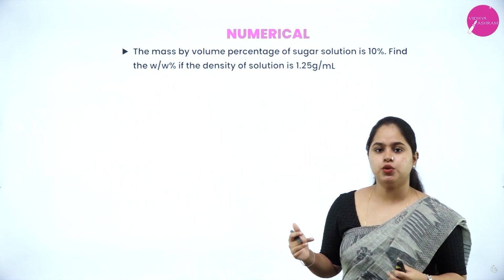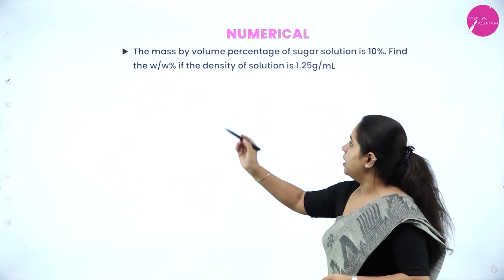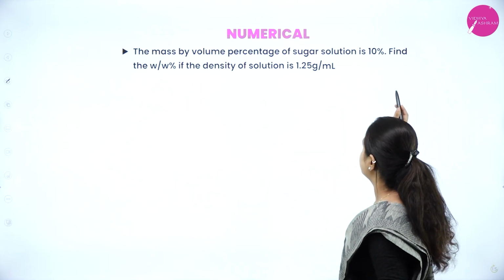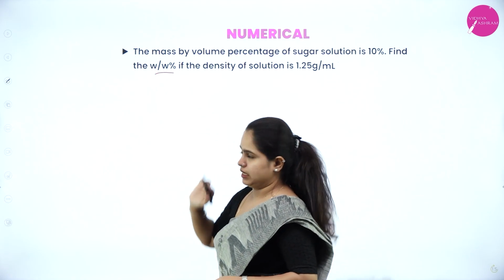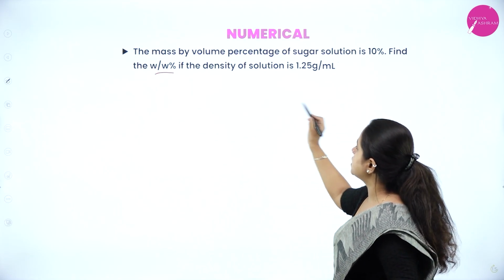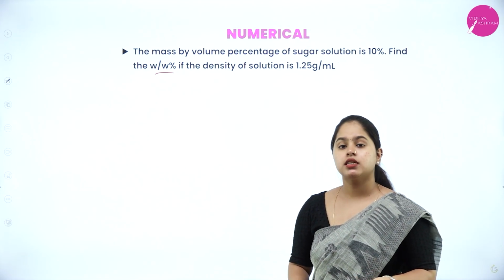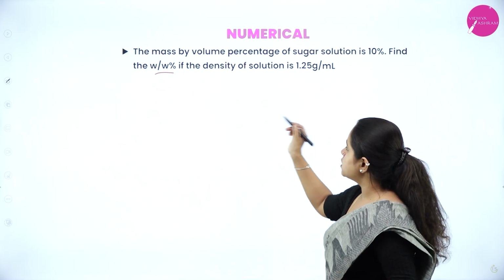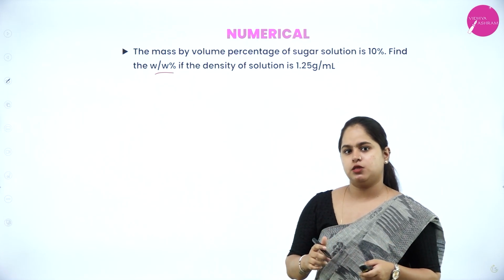Now, let's do a numerical based on what we have studied till now. The mass by volume percentage of sugar solution is 10%. Find the mass by mass percentage, if the density of the solution is 1.25 gram per mL. Yes. What is given here? Mass by volume percentage is given and you have to calculate mass by mass percentage.